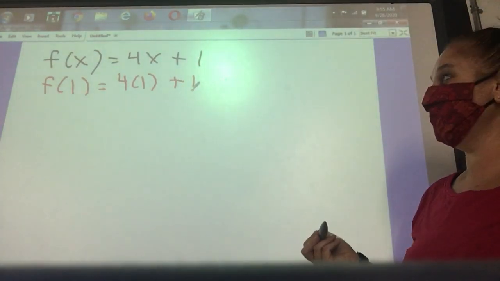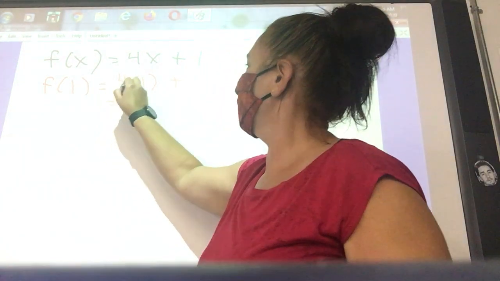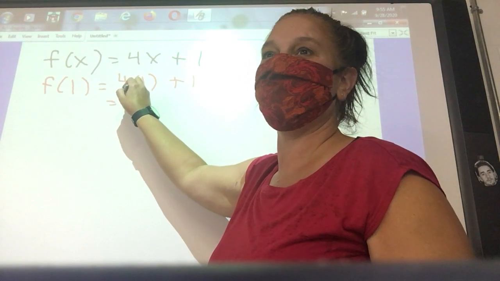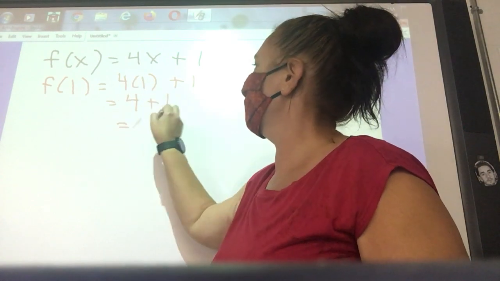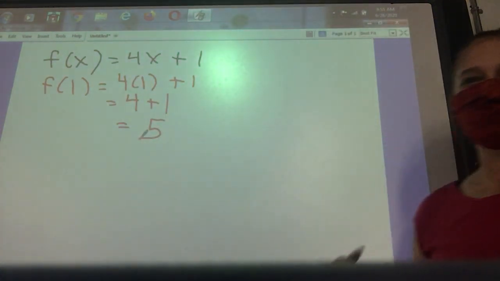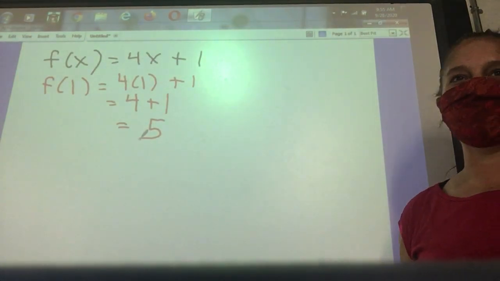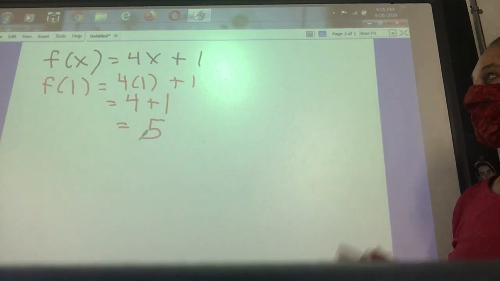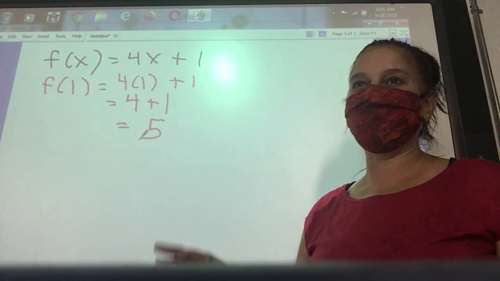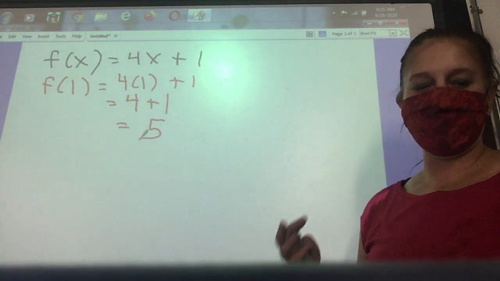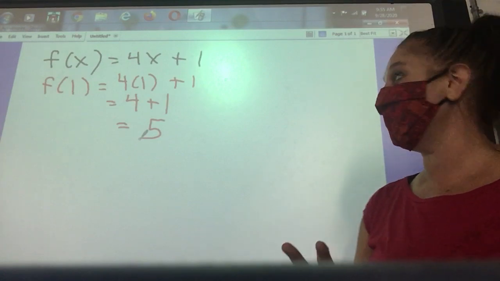So Jillian, continue. 4 times 1 is? 4 plus 1 is? So f of 1 is equal to 5. So that's called evaluating a function. Okay, so that's not today's lesson. That's evaluating functions. But today we're going to learn how to do something called composite functions. So this is a brand new concept.